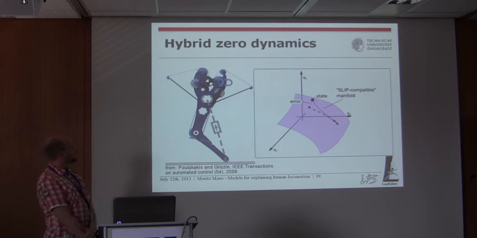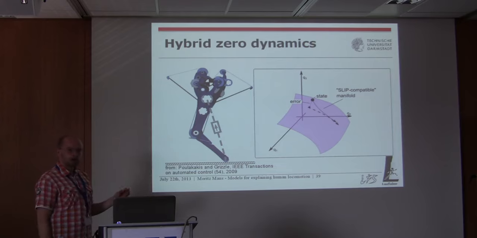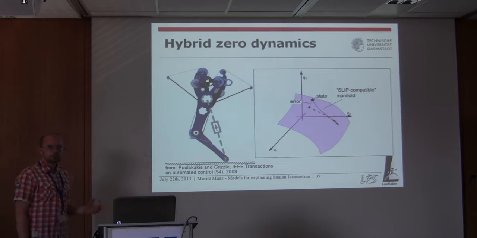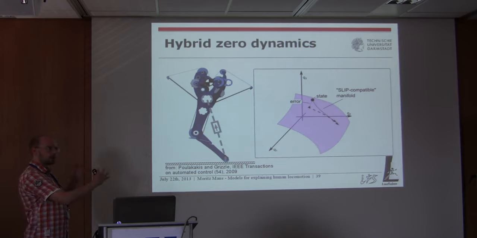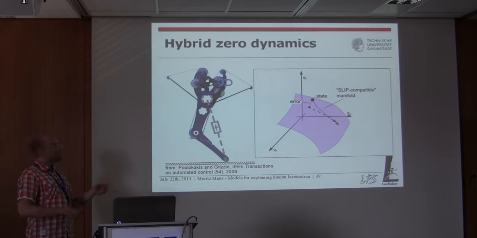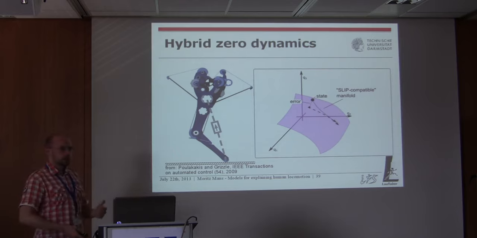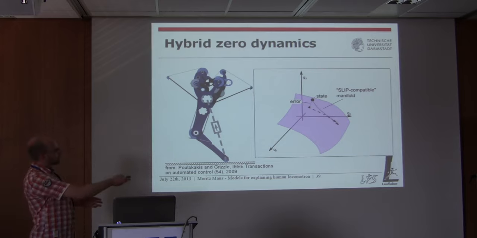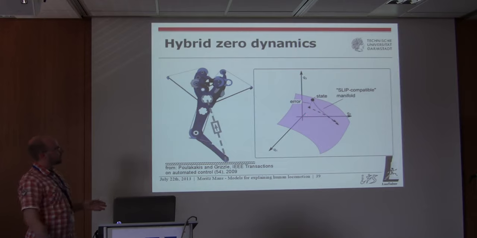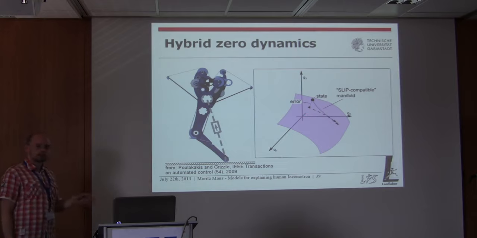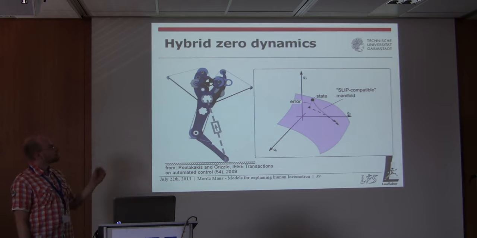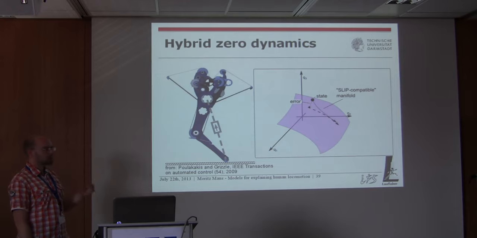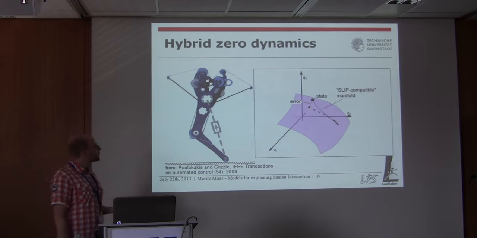And so we now compute an output function of the model. So we have our state, we compute an output, which is essentially this error here, and we develop a controller that drives this output to zero. And the dynamics on this manifold here are the dynamics that are compatible with zero output. And so this is why it's called zero dynamics. There are dynamics, but our output is driven to zero.